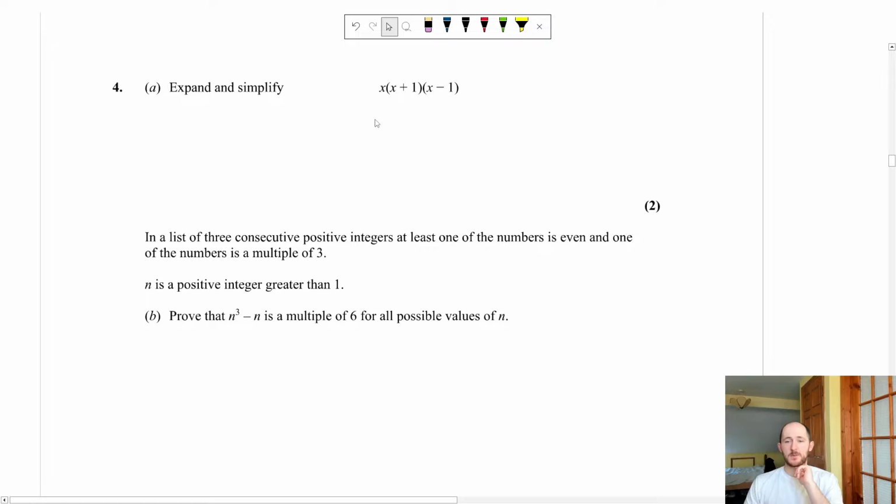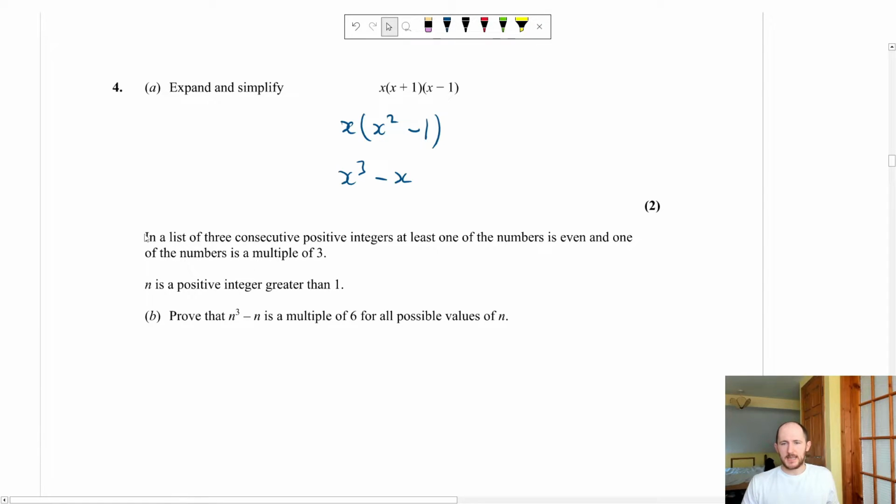So, the first one, I would hope that this is a pretty free set of marks. You're just expanding technically triple brackets, even though there's not actually 3 sets of brackets. So I'd leave the x out the front, expand the inside, we get x squared. And we're going to get plus x minus x, so I'm not going to even bother writing that, minus 1. So then that leaves us with x cubed minus x, simply put.